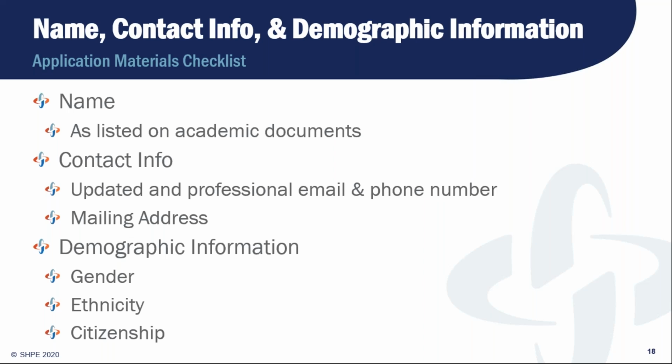For demographic information, we ask for your gender, ethnicity, and citizenship. The citizenship status is really just for those scholarship opportunities that require it. But like I said, our SHPE funded scholarships don't require it. So don't think that answering this question is going to affect your application review process at all, because it's not. And this information, we collect it and gather it really to ensure that we promote representation, especially when it comes to gender, to make sure that all the folks out there that are underrepresented are getting access to these opportunities.